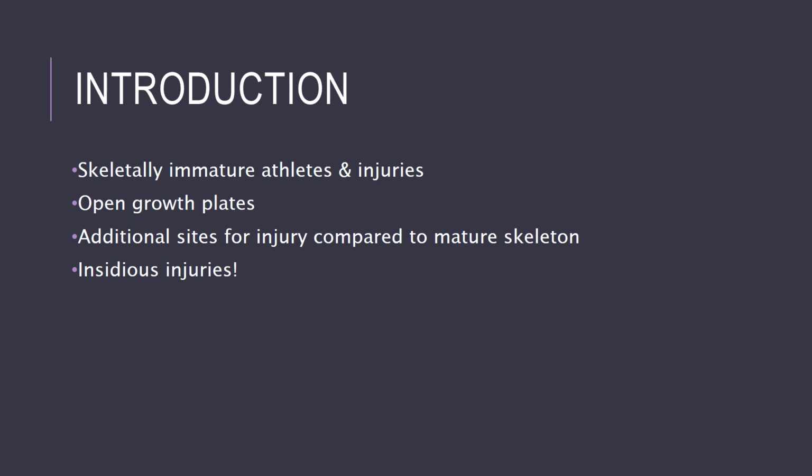Skeletally immature athletes and injuries. Young athletes can suffer all of the same injuries adults can, but because of the open growth plates, there are additional sites for injury as compared to a mature skeleton. These overuse injuries are often insidious, slowly sneaking up on the young athlete, but then hitting them like an avalanche.